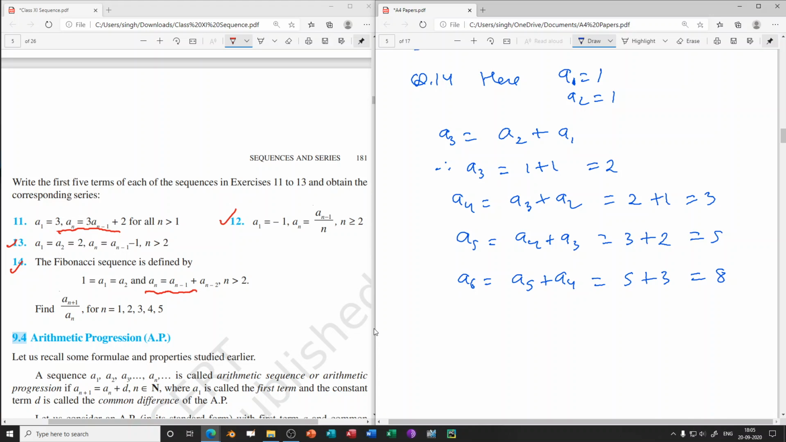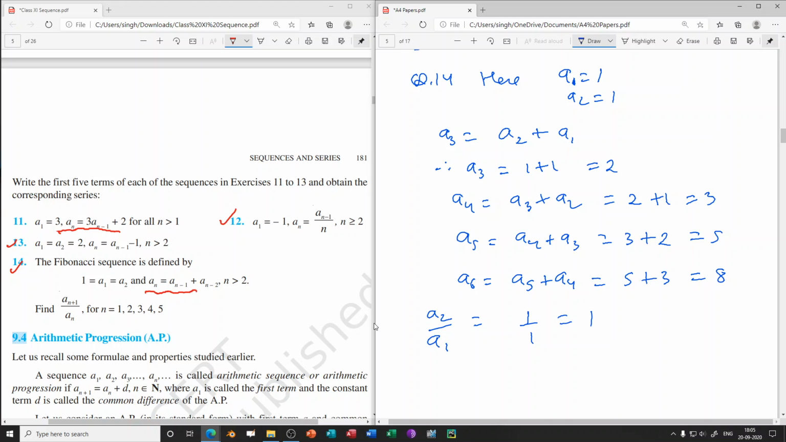So now we can find the value of the ratio a(n+1) over a(n) for n equal to 1, 2, 3, 4, 5. Obviously, when we put here 5, we will get a6 over a5. So till a6 over a5 we have to get. First we will put n equal to 1. So a2 over a1. What is a2? 1. 1 over 1, that is 1.